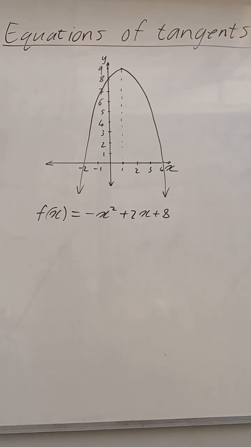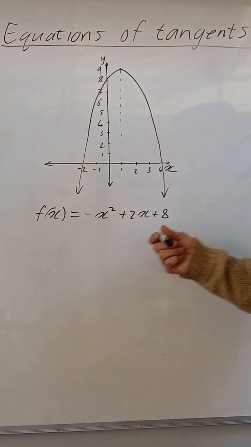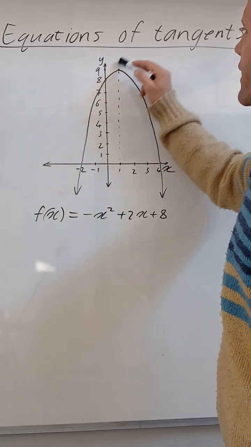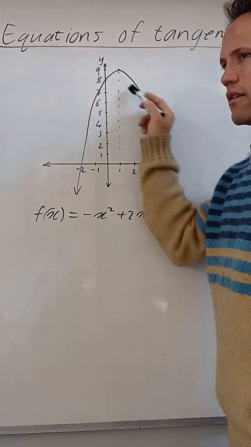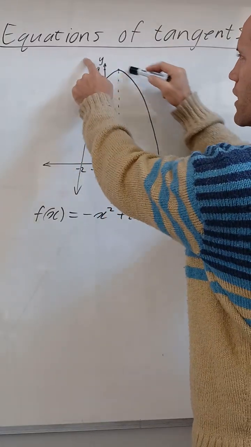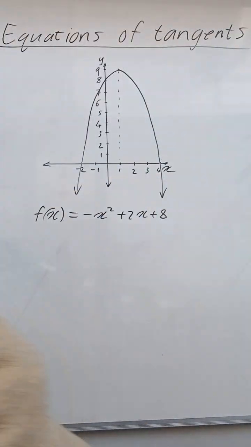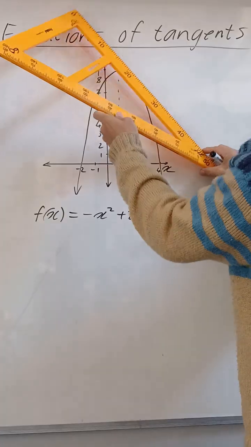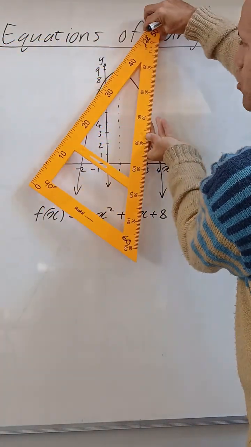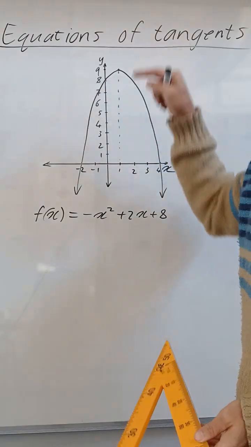Right, so the idea of the equation of a tangent. If you draw a line that touches the parabola, anywhere you draw a line there, and it touches the parabola, it's called a tangent, because it only touches the parabola.